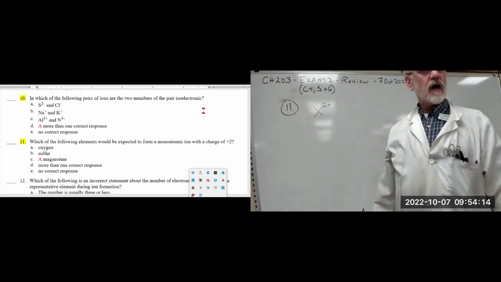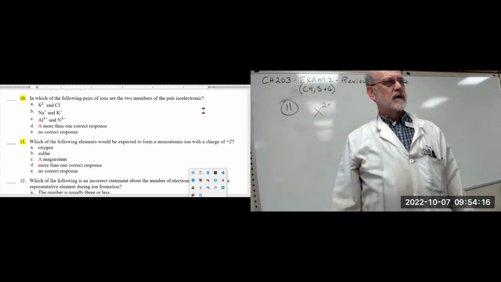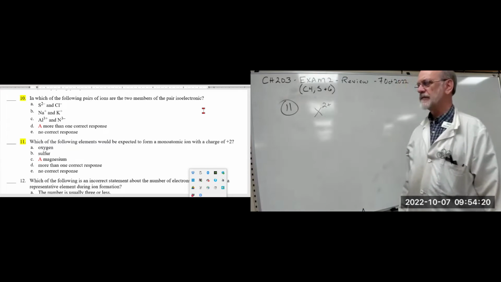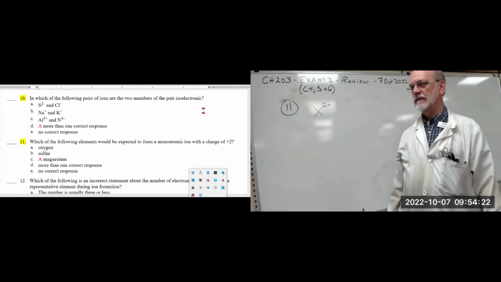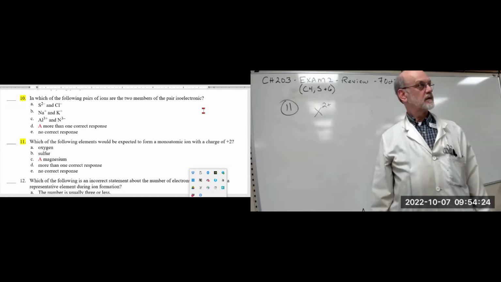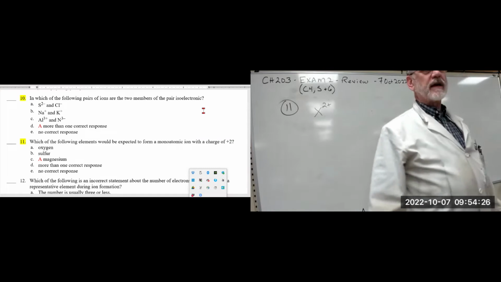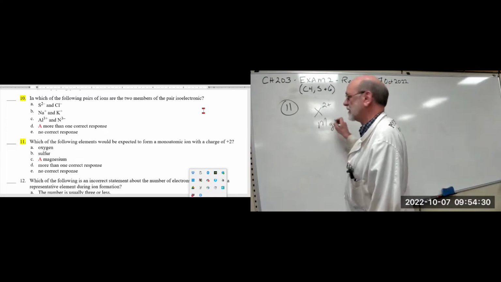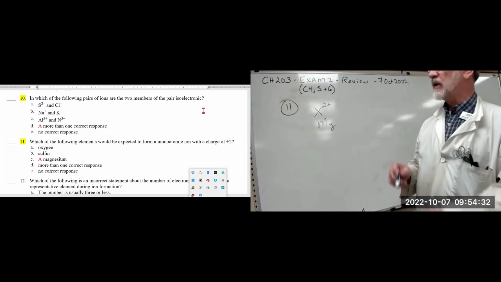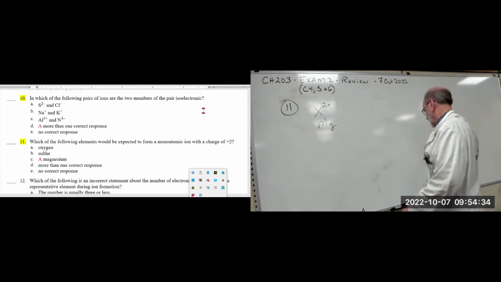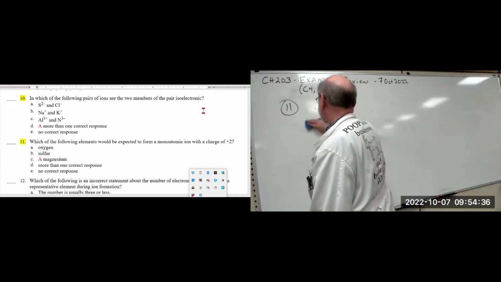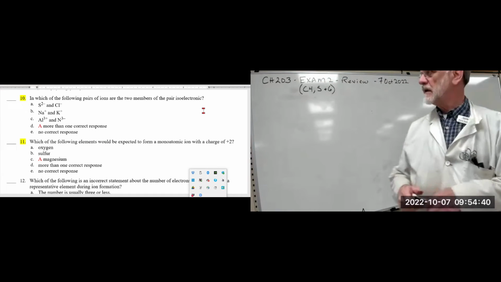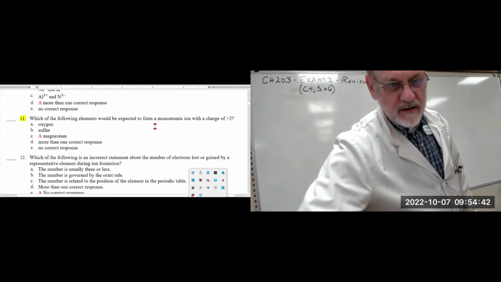Is oxygen going to form +2? It's a non-metal. Sulfur? No, it's a non-metal. How about magnesium? Yeah, it's in the second column. So magnesium is a good answer. We don't have to go any further. That was 11. Okay, we're going to start skipping some now.